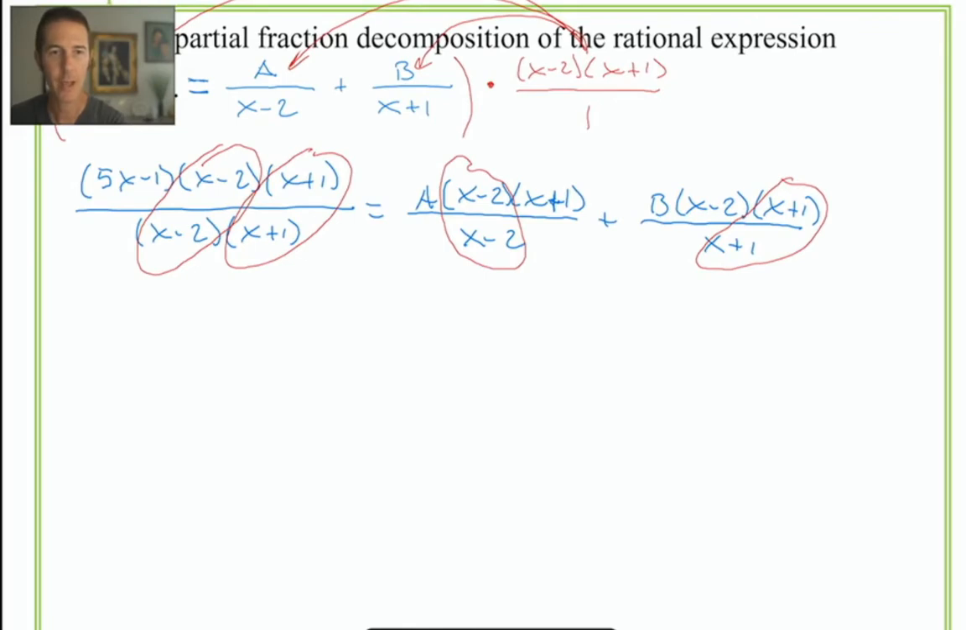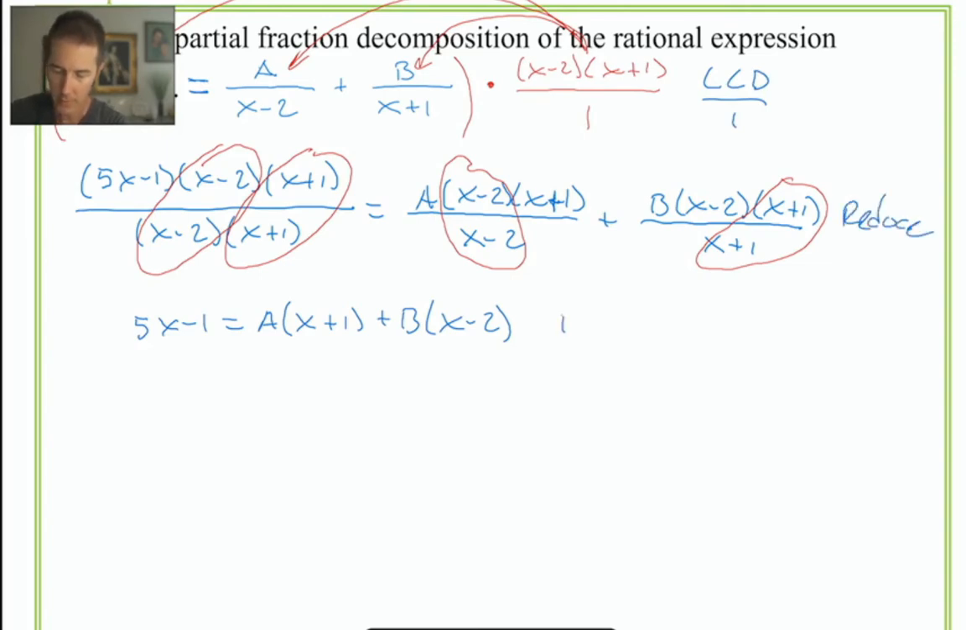Let's write down what we have left. On the left-hand side of our equation, we have 5x minus 1 equals, on the right-hand side, capital A times the quantity x plus 1, plus capital B times the quantity x minus 2. Very nice. So we multiplied by the LCD over 1, and then we reduced.